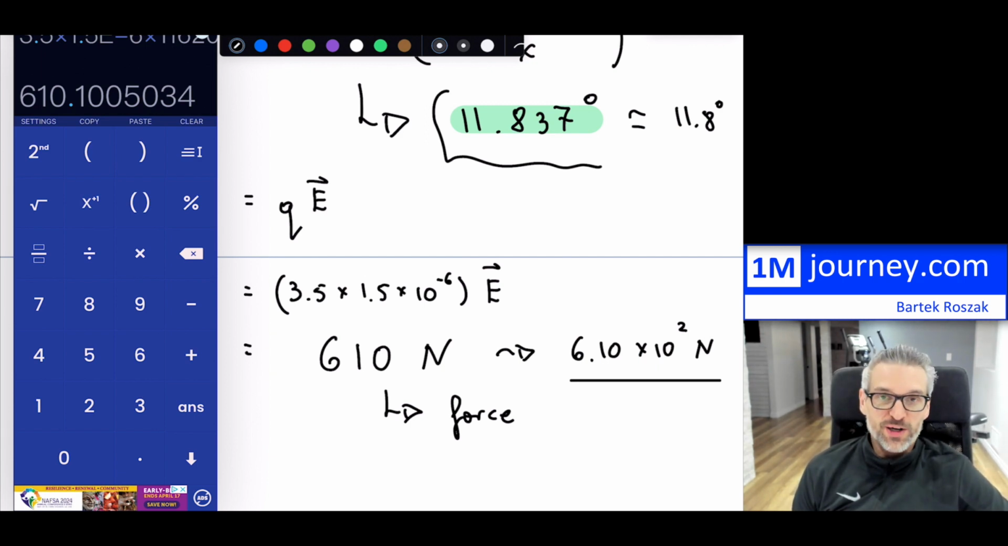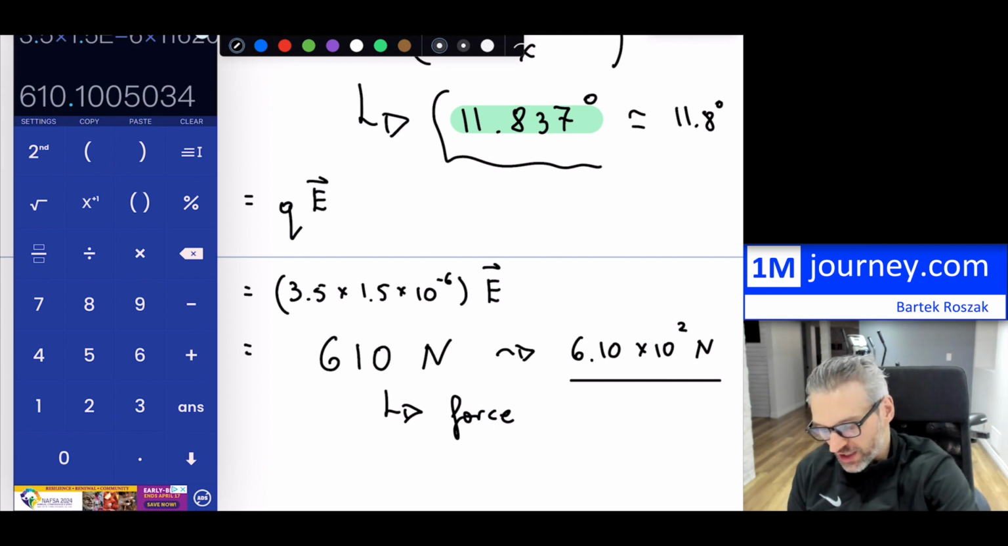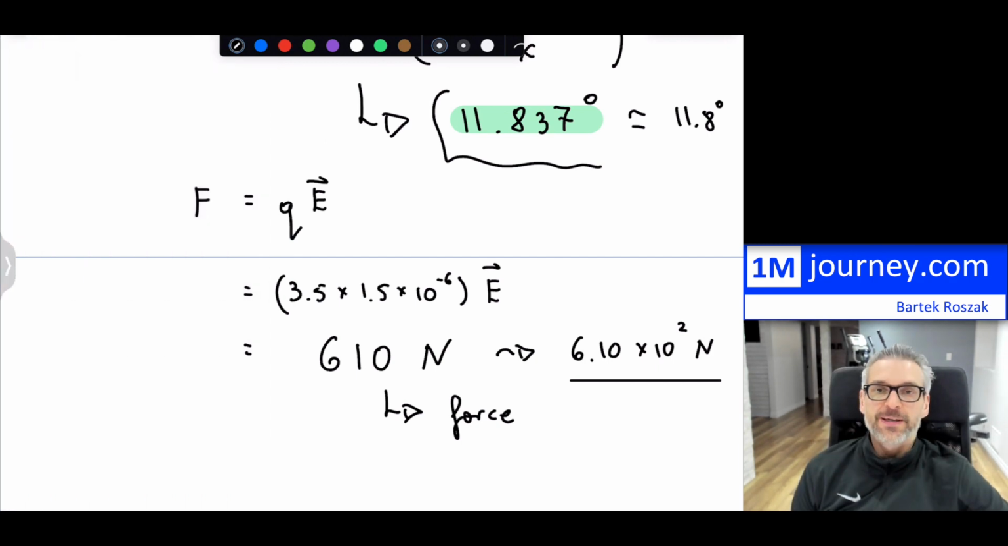So a bit of work that you have, but I think it's good experience with regards to vectors and finding out how to do those calculations.